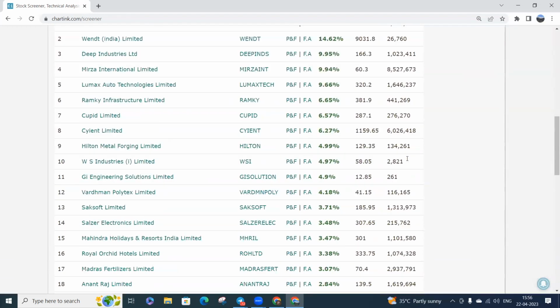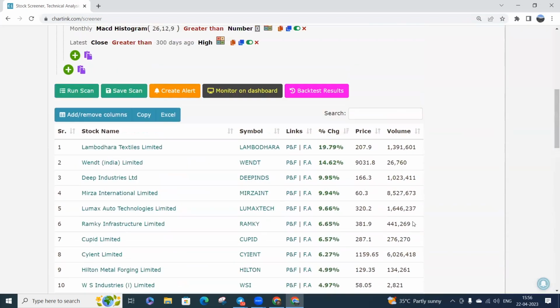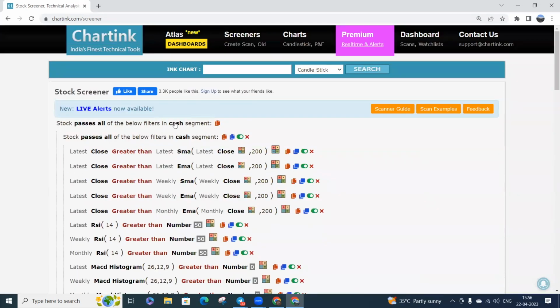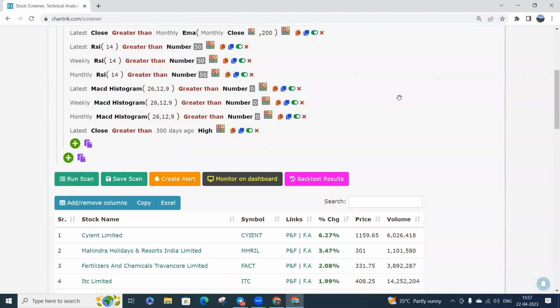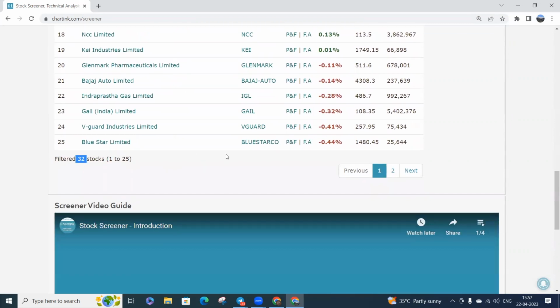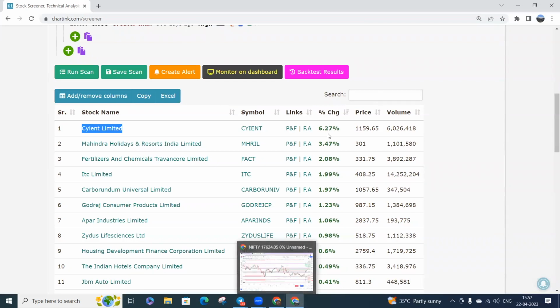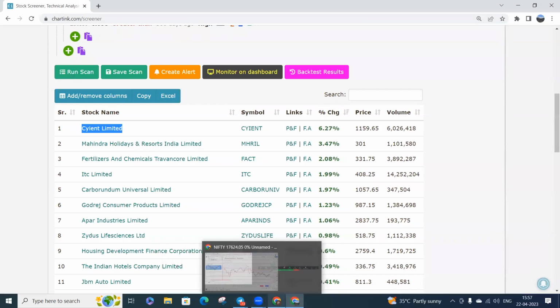Yeah, run a scan. So you see, running a scan, I'm getting around 114 filtered shares. Passing all segments, it's correct, right? So I'll look at Nifty 500 alone and run the scanner. I'm getting 32 shares. The first one is Cient Limited. Cient is up 6.27% yesterday. Let's see Cient.